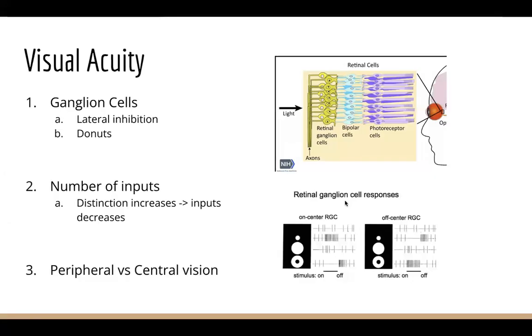Hi everyone. In this video, I'm going to go over a concept called visual acuity. So first, let's start off by defining what visual acuity is. Visual acuity is defined as the ability to differentiate between two stimuli.